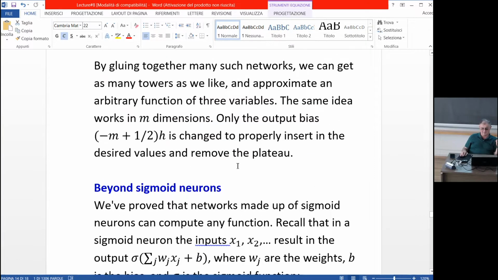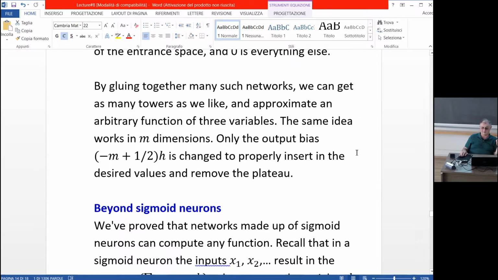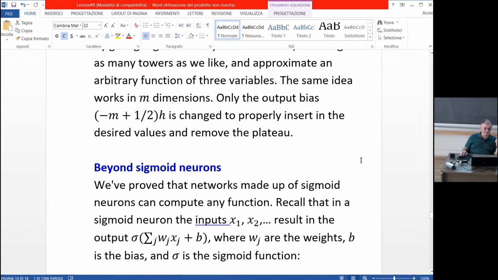Now let us say several words about some activation functions, not sigmoid.